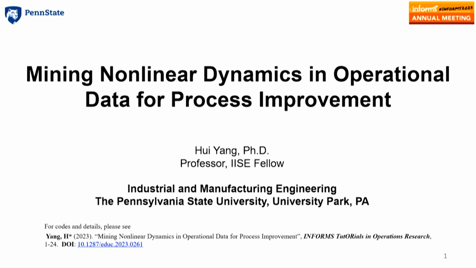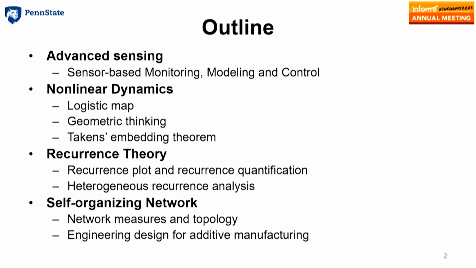So this is the outline of today's tutorial talk. First, I'm going to talk about advanced sensing and how it is related to industrial engineering, and also how to go from sensor to process monitoring, process modeling, and process control. Then I will dive into nonlinear dynamics, logistic map, geometric thinking, and Takens' embedding theory. And after that, I'm going to talk about recurrence theory and also self-organizing network. And in the end, I will conclude this tutorial.